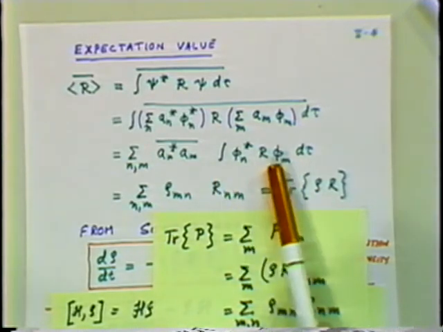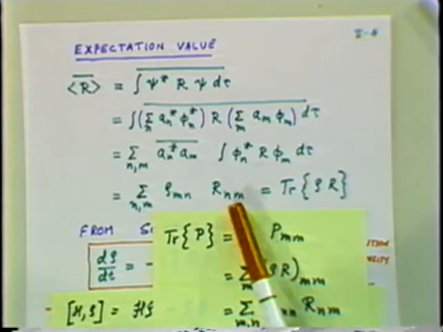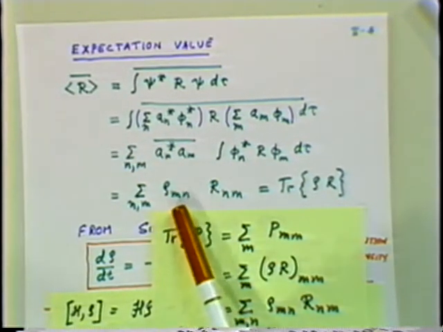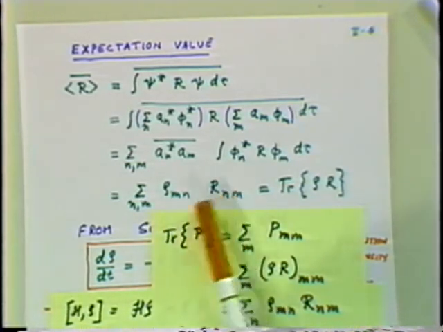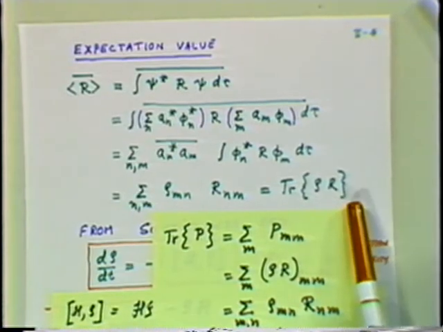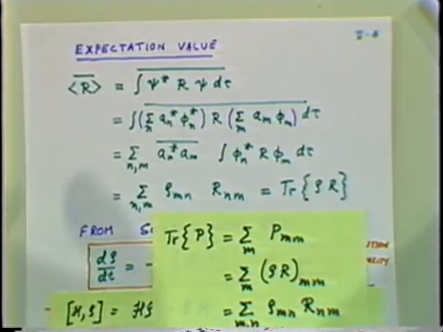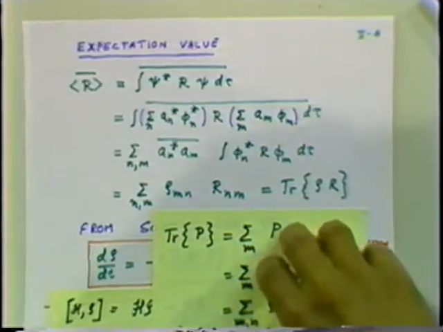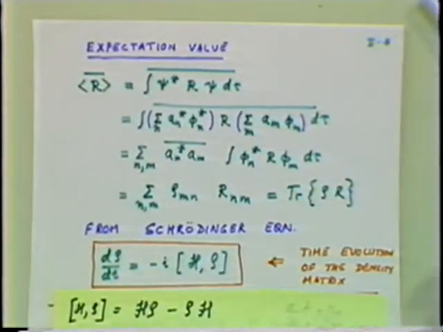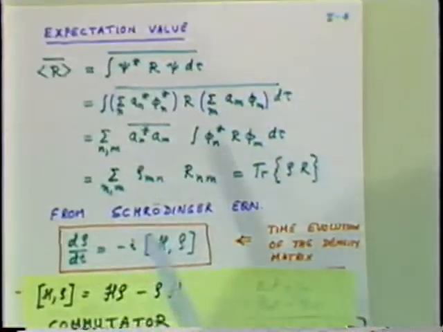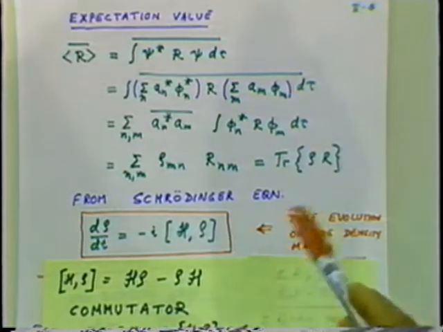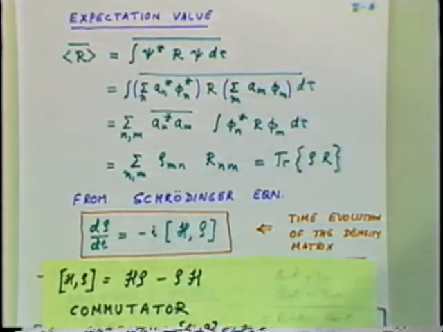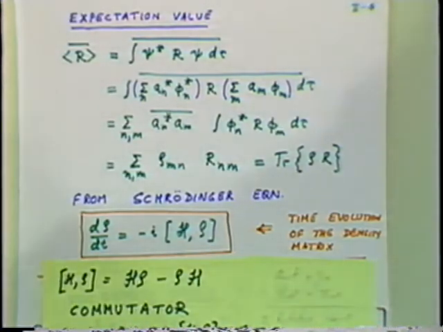So this number I can represent as R nm, and this we have defined as rho mn. Then we multiply two matrices and the n drops out, and it is nothing but the trace of rho times R. So what we have here is that for any operator whose expectation value we want to know, we just have to find the trace of the density matrix with the operator.